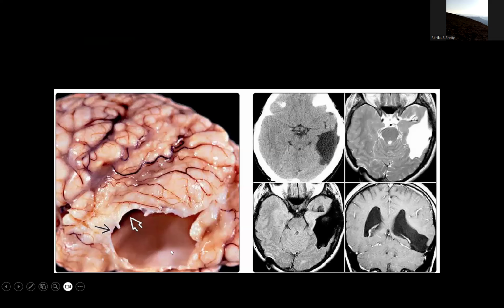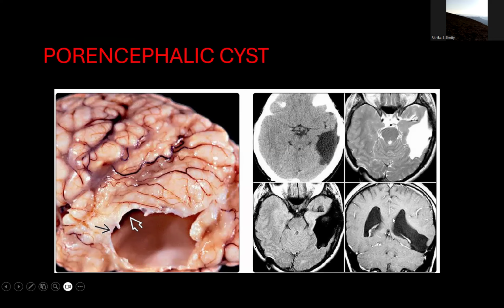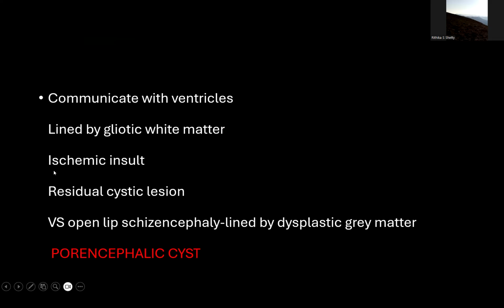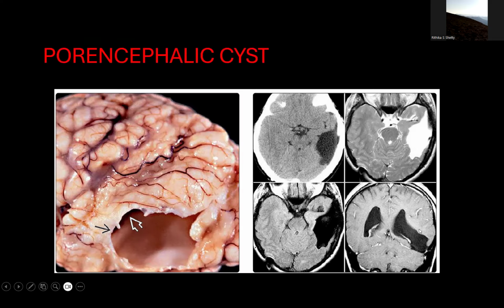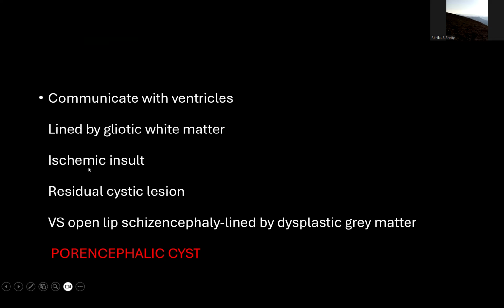Even in this image, we can see the big cystic lesion which is communicating with the ventricle. But the important thing is there will be some history of ischemic insult to the brain, and the important DD for this is open lip schizencephaly, which will also be communicating with the ventricle. Porencephalic cyst is lined by adjacent gliotic white matter. There will be a history of an ischemic insult, with a residual cystic lesion. DD for this is open lip schizencephaly, which is lined by gray matter.